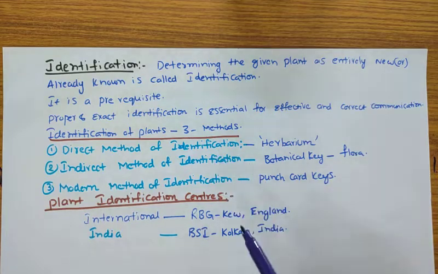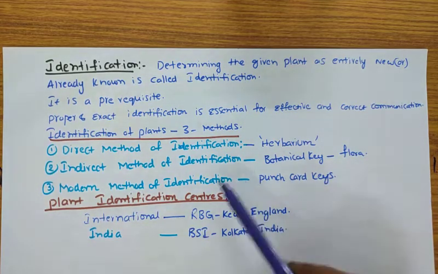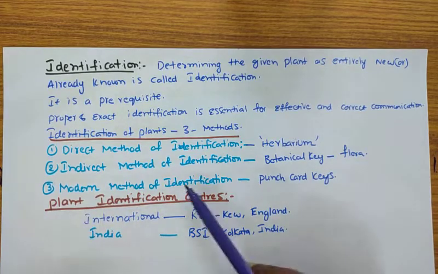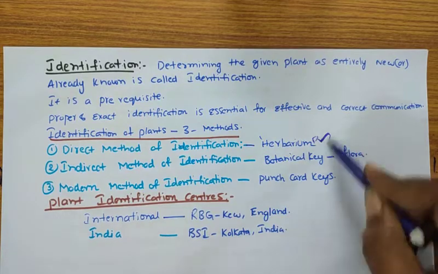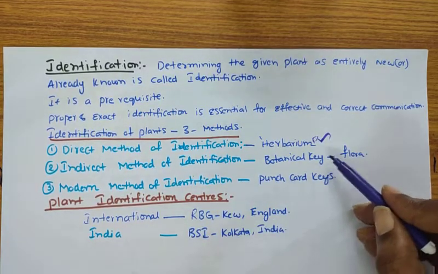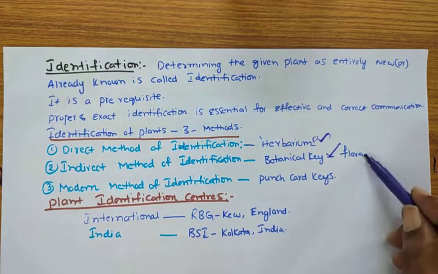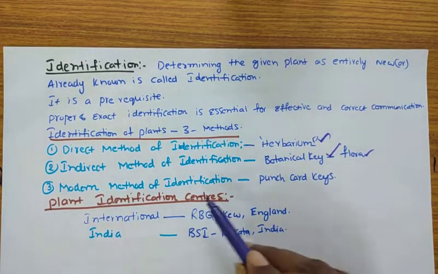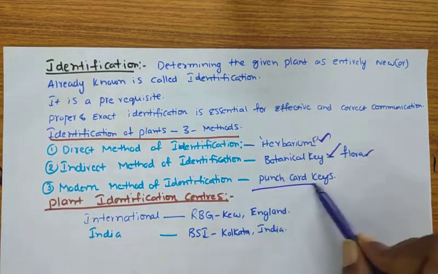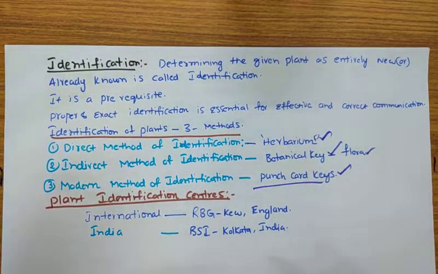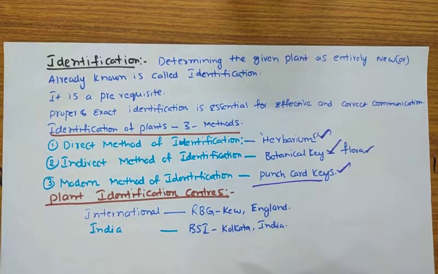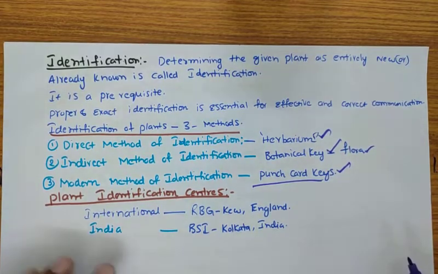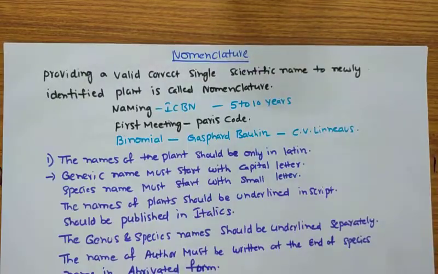Identification of plants is by three methods: direct method of identification, indirect method of identification, modern method of identification. The direct method takes place by the herbarium. The indirect method takes place by botanical keys, especially available in flora. The modern method is carried out by punch card keys. The international level identification center is the Royal Botanical Garden in England. In India, it is the Botanical Survey of India, Kolkata.